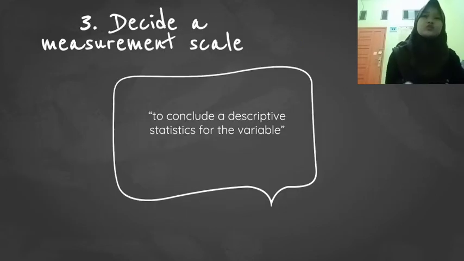The third step is to decide a measurement scale. In this step, it means that we conclude a descriptive statistic for the variable. After we have met the descriptive statistic, we conclude them and also we decide the measurement scales that we want to apply in our research.